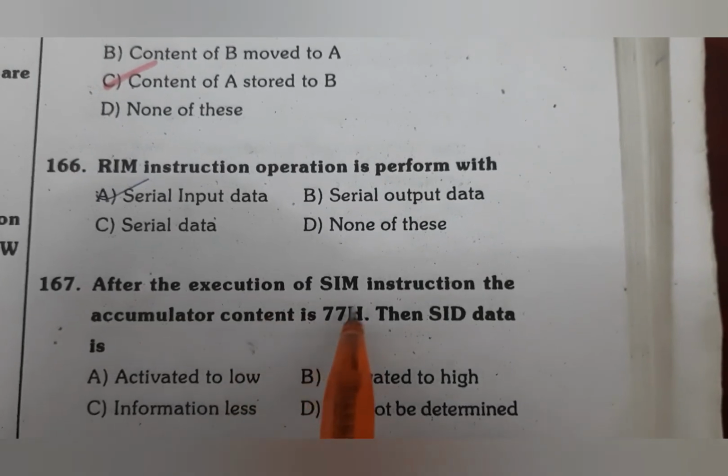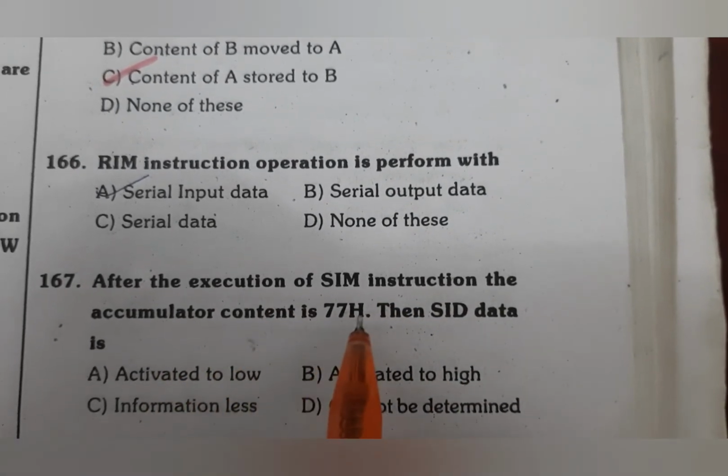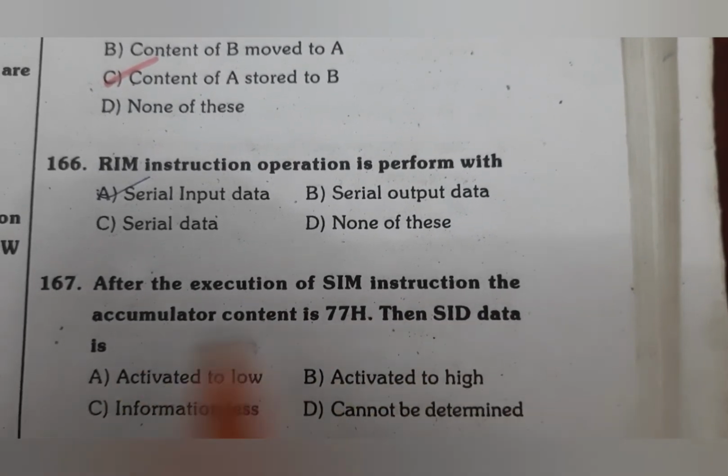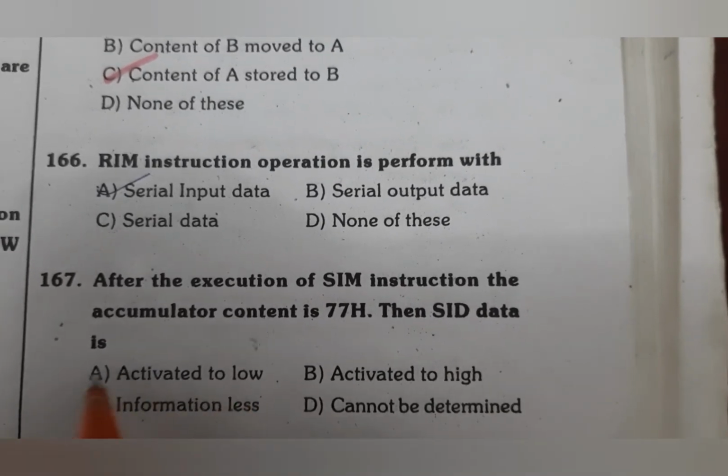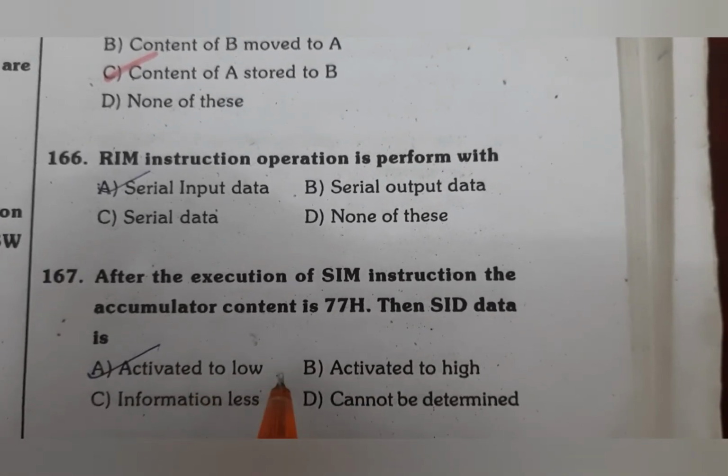And after the execution of the SIM instruction, the accumulator content is 77H. Then the SOD data is activated to low. So here the answer is A, activated to low.